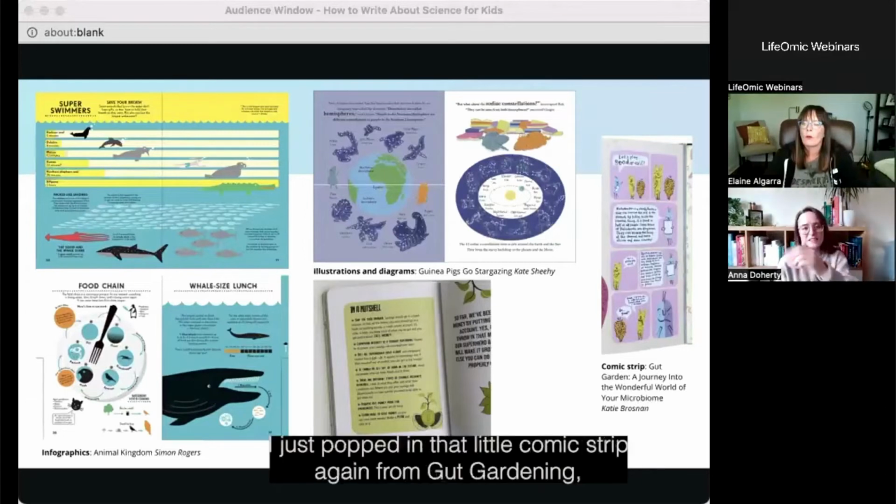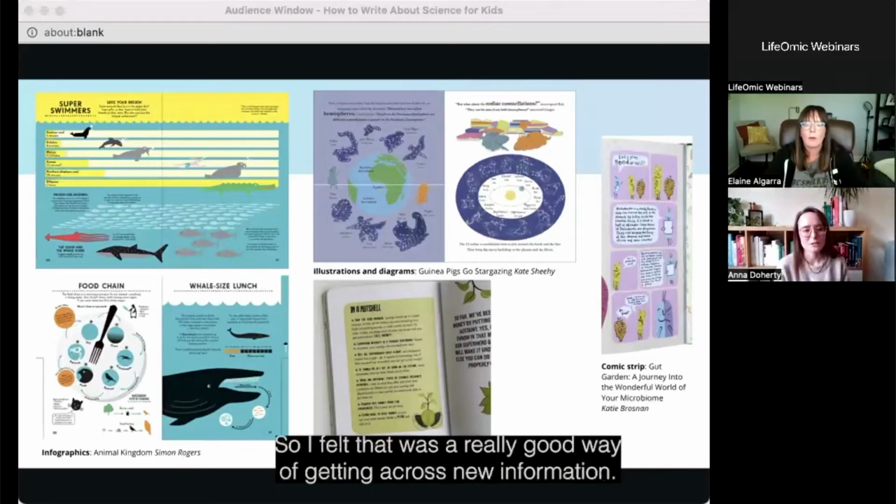And then last, I just popped in that little comic strip again from Gut Gardening, because I thought that was a really good way of getting across new information.